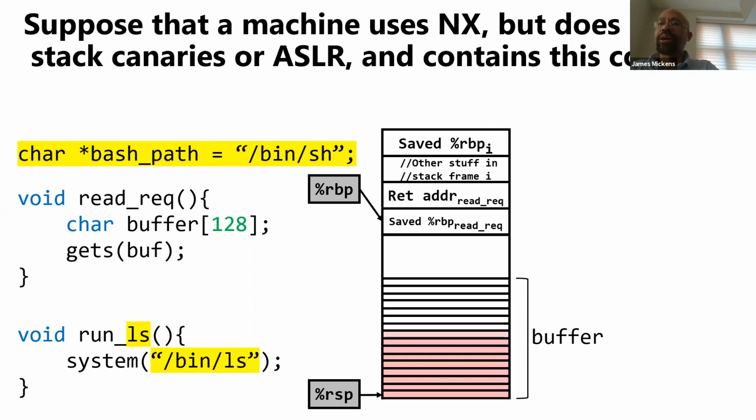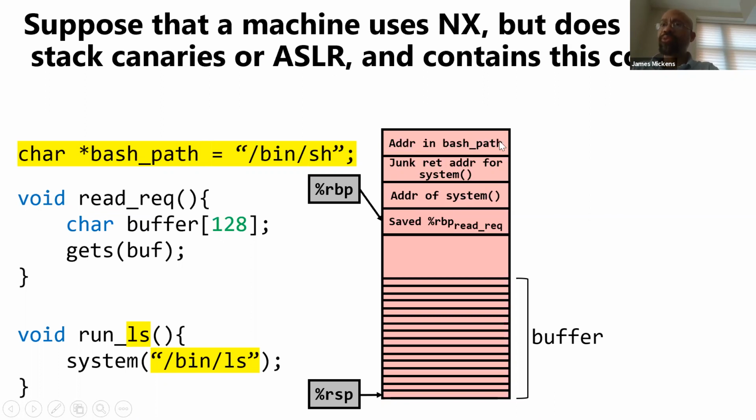So imagine that we have a buffer overflow that goes from the bottom to the top, as we've seen before. So what might the attacker put in the overflow payload? In this case, the attacker is going to overwrite the return address for read request with the address of system. Once again, because there's no address space randomization, we assume that the attacker knows the address of system. Here's where it gets interesting. After putting the address of system here, the attacker is going to put a junk return address for system, and then the address that's inside bash path. In other words, this is going to point to the string /bin/sh.